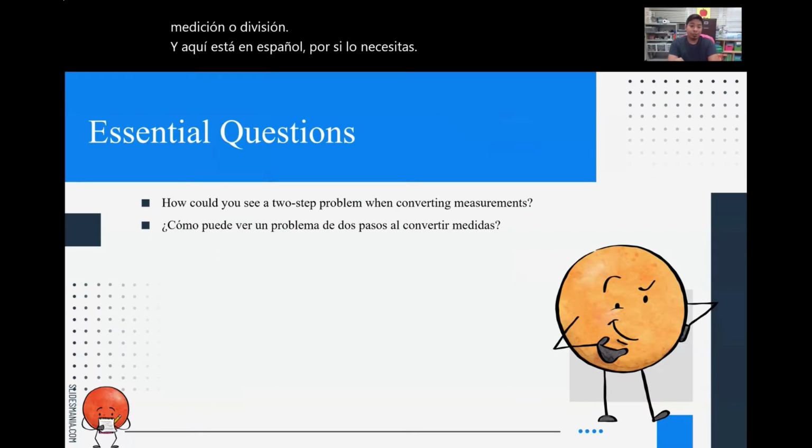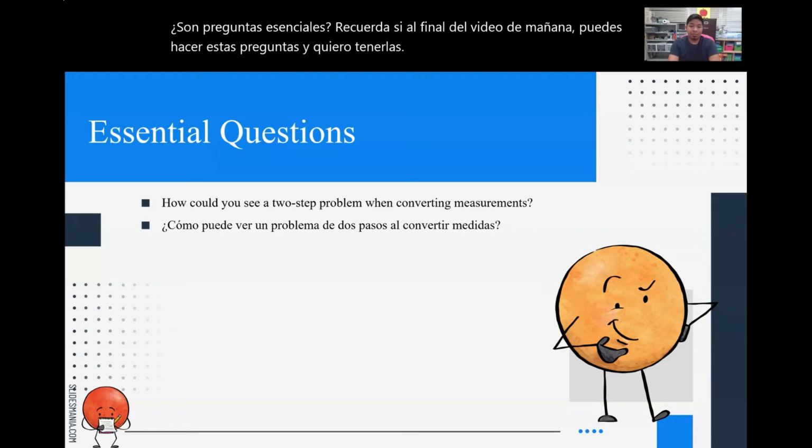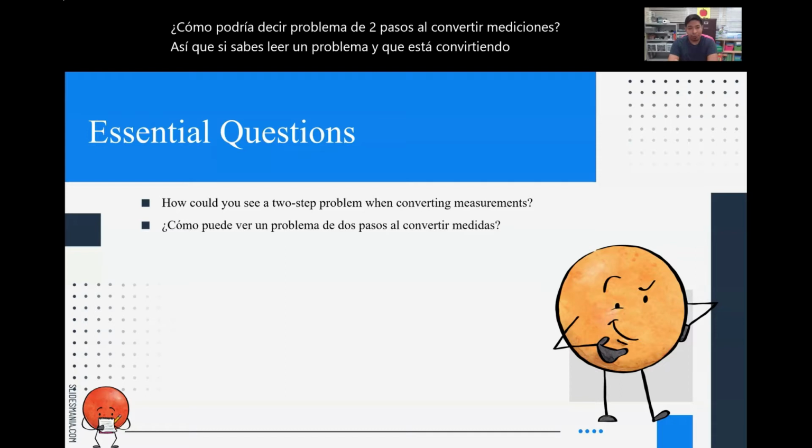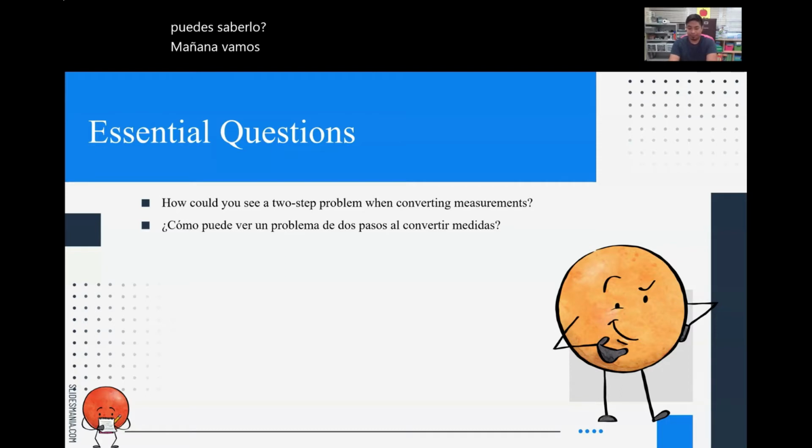Our essential questions. Remember, if by the end of tomorrow's video you can answer these questions, then that means you got it. How could you solve a two-step problem when converting measurements? So if you know how to read a problem and you know that it's converting measurements, how can you tell? Well, tomorrow we're gonna dive deep into it.